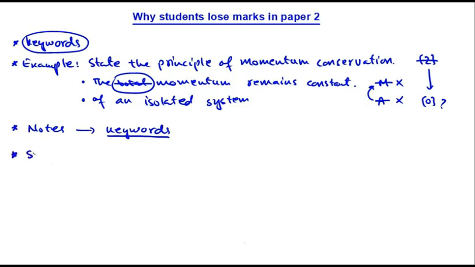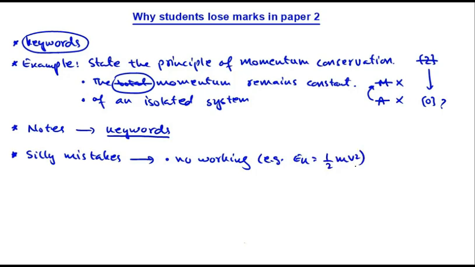Now, other silly mistakes that students make in paper 2 include not showing working when it's required. For example, not writing the formula used for calculation. I don't understand why students do that. It takes less than 2 or 3 seconds to write a formula or an equation. So students, always write the formula when you're asked to show your working as well. Another very common silly mistake that students make in paper 2 is doing the calculation without converting the units first.